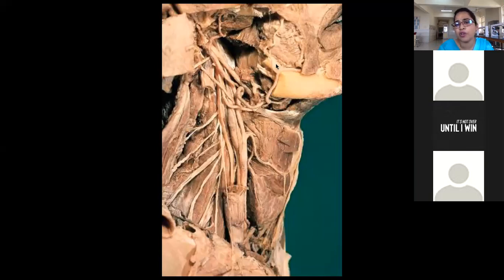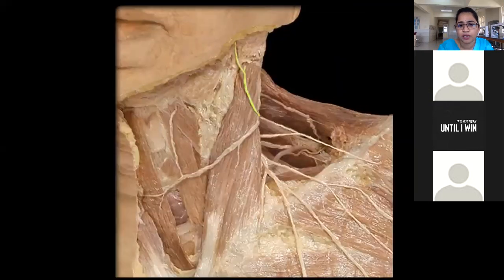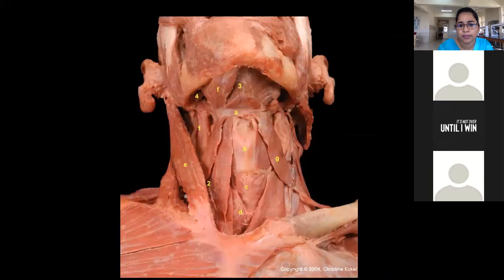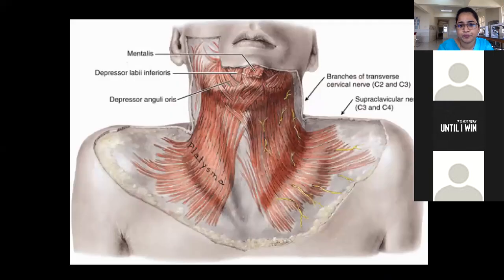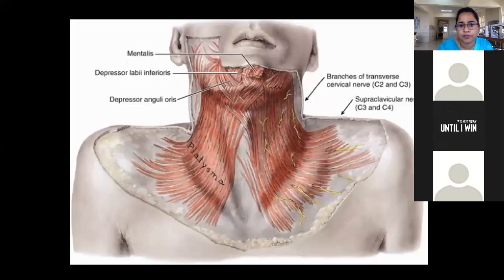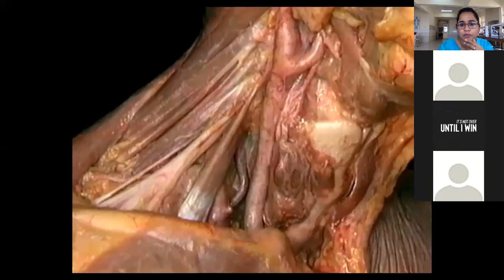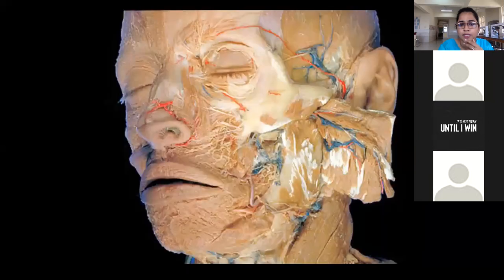Here we have removed that masseter muscle. I have a picture of the facial artery, I'll try to show you. Now see here, this is the masseter muscle. We have reflected that masseter muscle. We can see at the antero-inferior angle of the masseter, we have the facial artery.